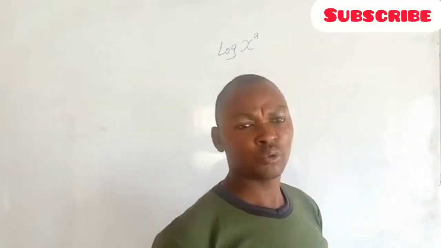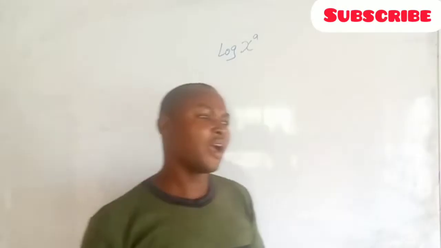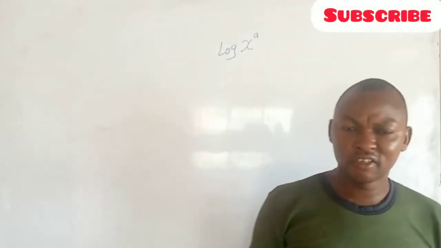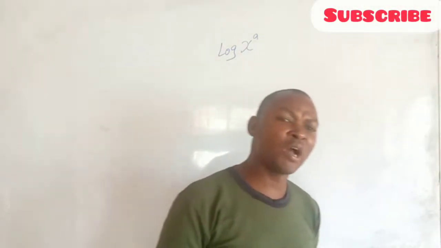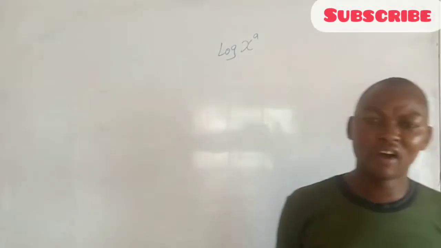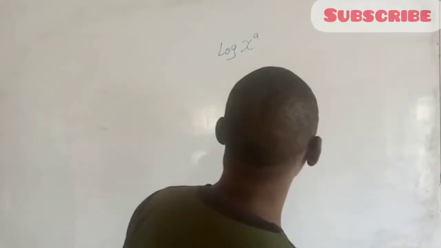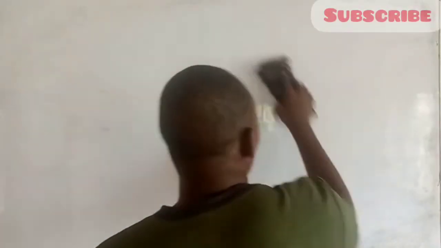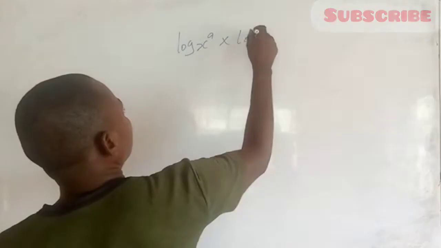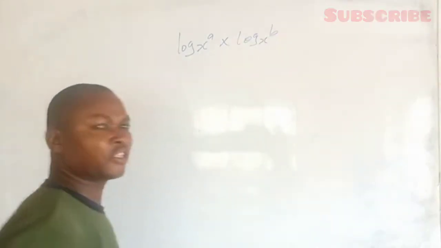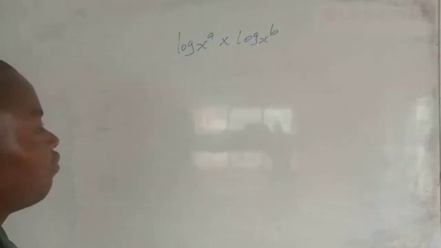The first law of logarithm states that when you are adding, we multiply. You can see that it's opposite to indices. In indices, when you are multiplying, you add the power. In logarithm, when you are adding, you multiply. For example, if you have log x a plus log x b. Don't forget that the base must be equal. Although sometimes the base may not be equal, and if it's not, I will tell you what to do.